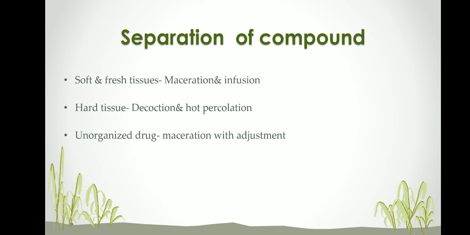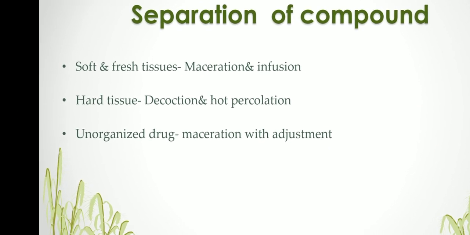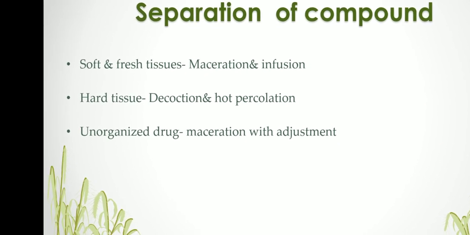Then about the separation of compounds, how to separate the compounds from these plants. Separation can be carried out in case of soft and fresh tissues. Maceration and infusion methods can be carried out for separating. Either maceration or infusion techniques can be used for the separation of compounds in case of soft and fresh tissues.